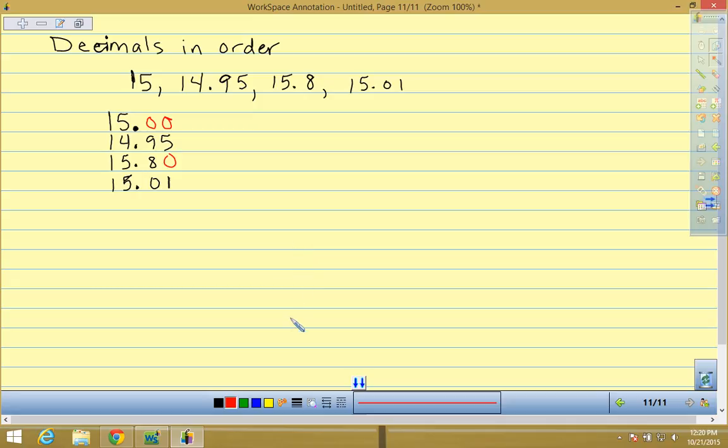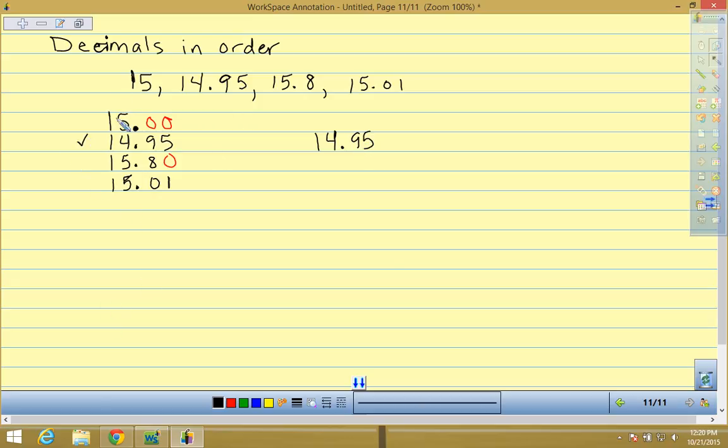Okay? After I've done that, it's a little bit easier to look at to compare them. And I'm going to put these in order from least to greatest. What is the smallest number here? 14.95. 14 and 95 hundredths. Write that one down. 14 and 95 hundredths. Put a little check by it, knowing that I put it down.